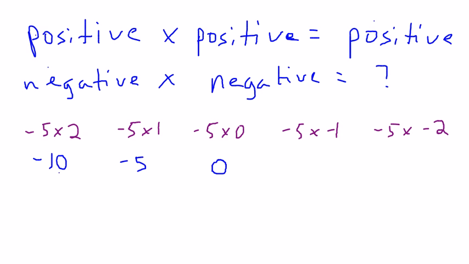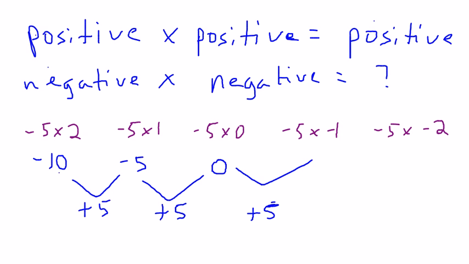Alright, so let's try to establish a pattern here. Going from left to right, from negative 10 to negative 5 to 0, we are actually adding 5 every time, right? We're adding 5 every time as we move from left to right. Okay, so continuing this pattern, we should add 5 again. So what would that make negative 5 times negative 1? Well, that would be positive 5. And what would negative 5 times negative 2 be? Well, we'd add 5 again, which would make this 10.